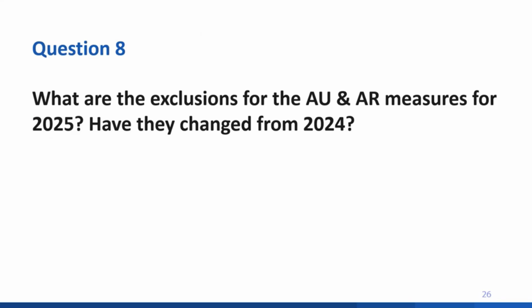So, what are the exclusions for AU and AR measures for 2025? And have the measures changed from 2024? Next slide, please.